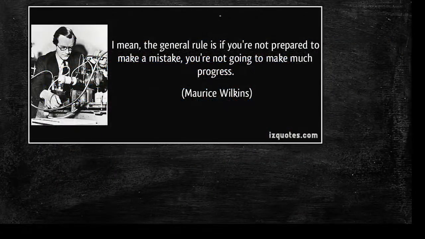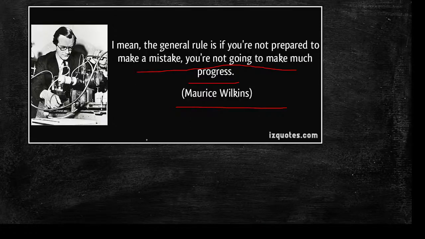So finally, from Maurice Wilkins, there is a quote: the general rule is if you are not prepared to make a mistake, you are not going to make much progress. So you need to practice, make a mistake, then correct it, then again practice, identify the errors, and correct them. In this way, you are going to grow as a person. If you don't try, you are not going to grow. So that is the summary of this quote.